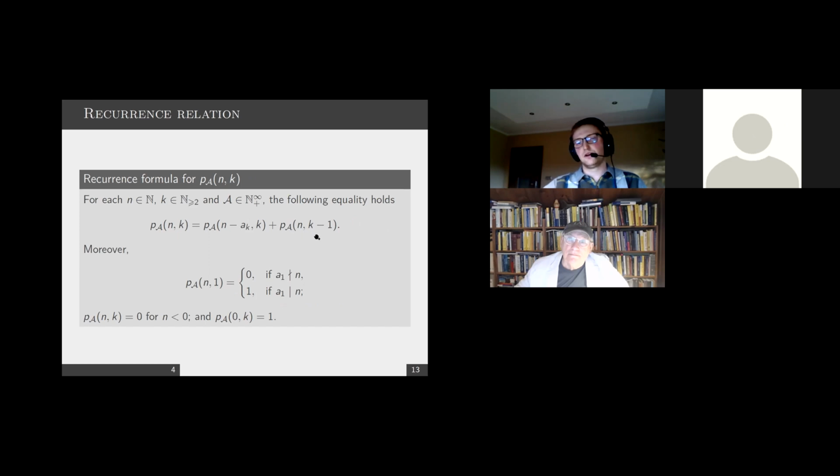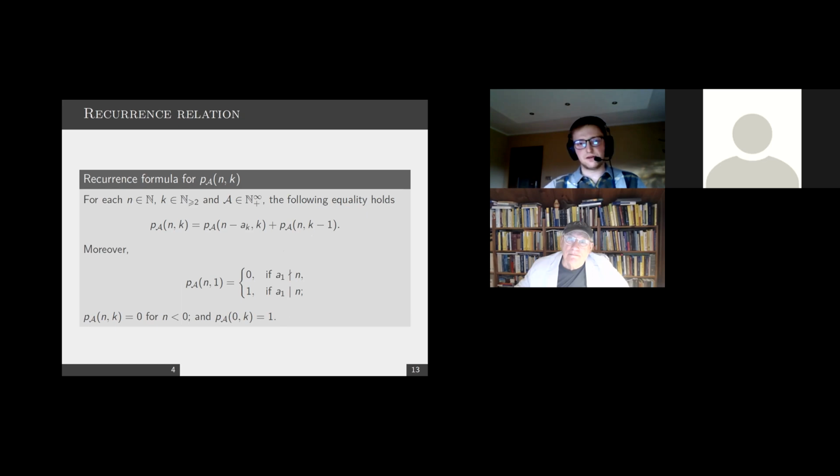So then we consider the cases of partition in which we use only the elements of the multiset a1 up to ak minus 1, and this function is responsible for this situation. For k equals 1, it is clear that this function p_A(n, 1) equals 0 if a1 does not divide n, and 1 if a1 divides n.